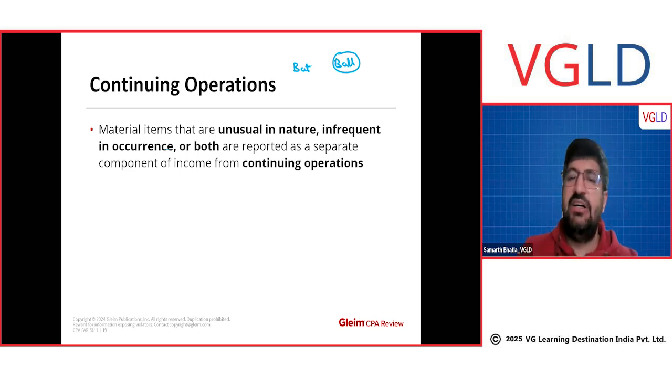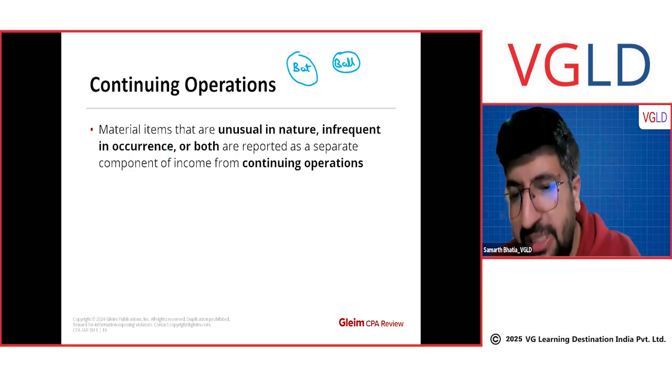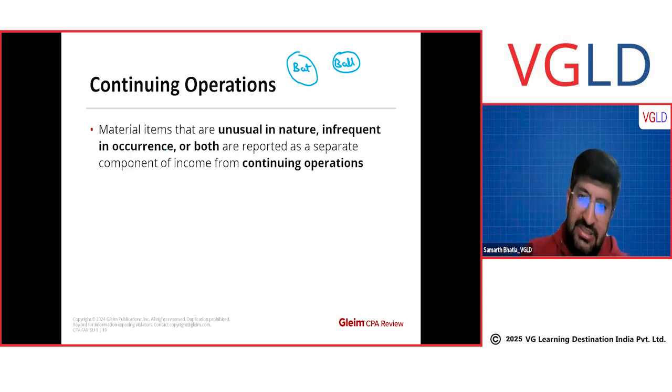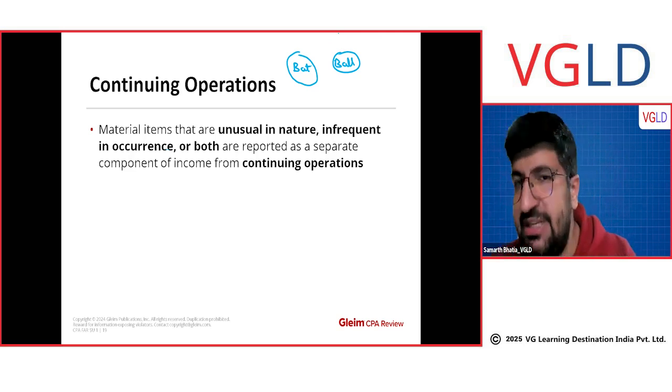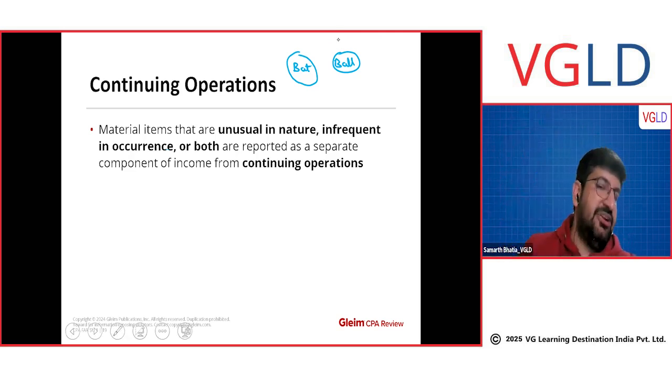In that case, the income statement will be divided into two parts. One is income from continuing operations. Second is income from discontinued operations. So whatever income we generate from the bat division is going to be the income from continuing operations. And whatever income or loss we make from the ball division is part of discontinued operations.